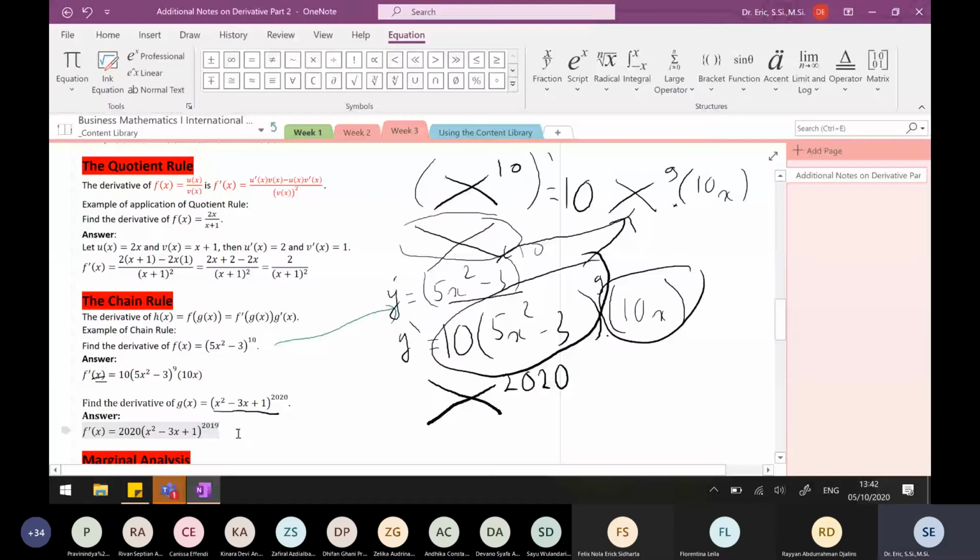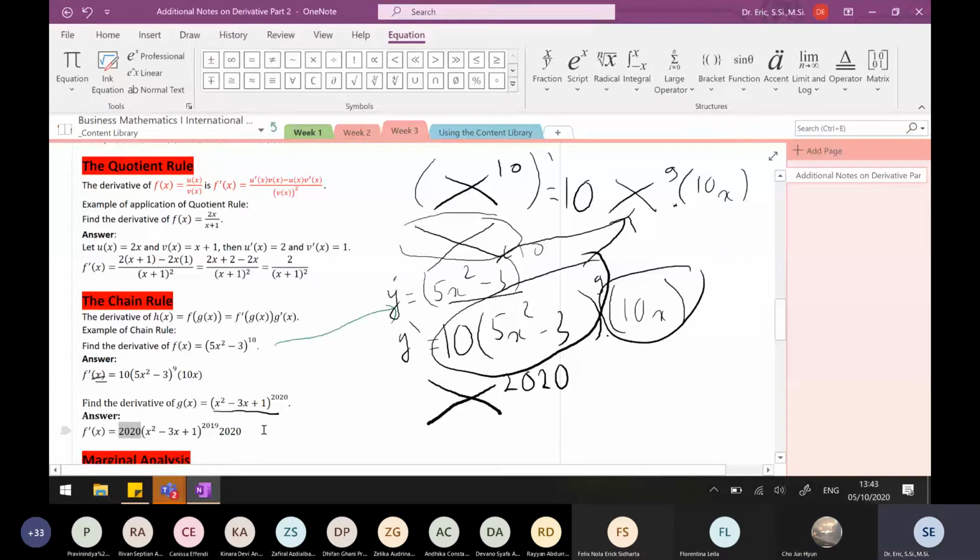Why didn't you multiply in the end by 2020x? Why don't you multiply, in the end, after to the power of 2019, with 2020x? Parenthesis 2020x? This one? Like the one on top. Yeah, this one. Look at this one. Yeah, it's not finished.